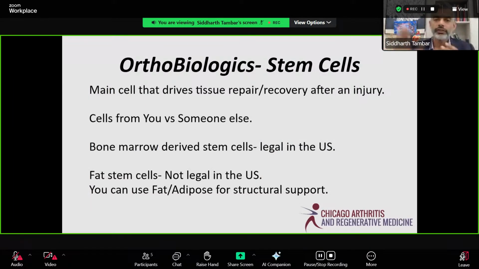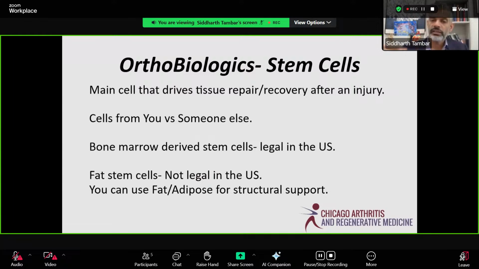Next, you've got your own bone marrow-derived stem cells. Stem cells or mesenchymal stem cells are the main cell that drives tissue repair and recovery after an injury. Please use your own cells. That's what's legally allowed and required in the United States. Bone marrow-derived stem cells are what's legal in the US.